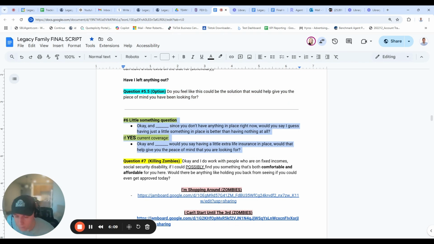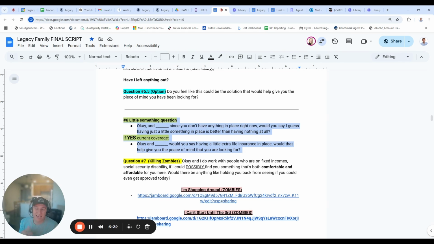Question 6 is this, and if they don't have coverage: "Okay, and Miss Betty, since you don't have any coverage in place, would you say having a little something in place is better than having nothing at all?" So what this is basically getting them to admit is that having a little bit of life insurance is better than having nothing at all, okay? So you only use that if they do not have life insurance.